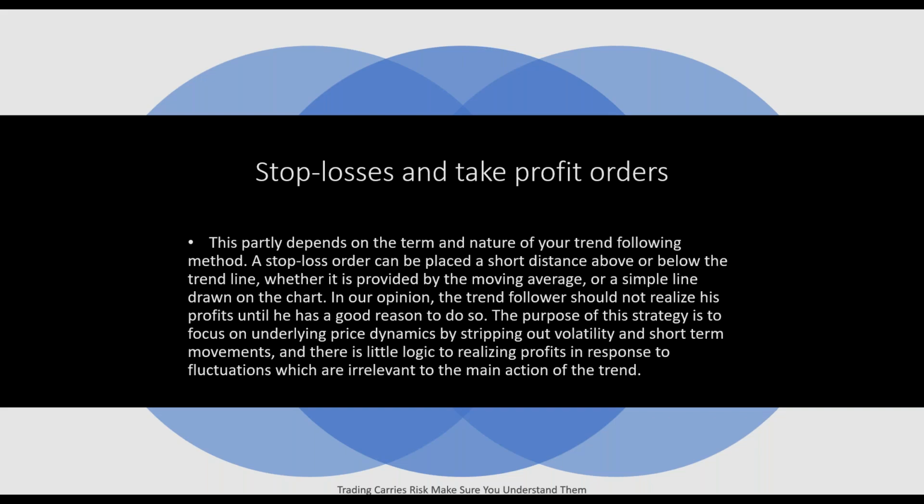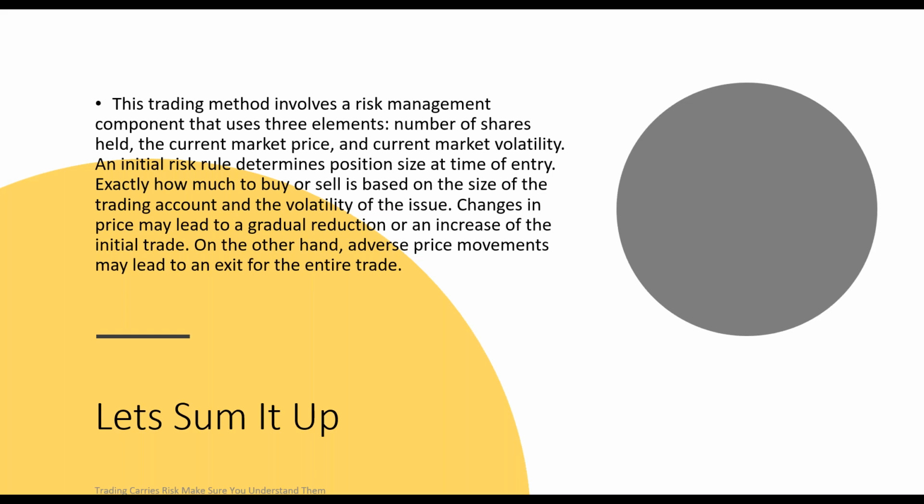And there is little logic to realizing profits in response to fluctuations, which are irrelevant to the main action of the trend. Now, if you have the time to sit and watch, or you understand trailing stop losses, what I do is as my asset moves in my trending direction, I'm continuously moving my stop loss closer. Hopefully to the point where I'm above profit level. So even if the market turns against me, I still end up in profit. But I still have to be aware of possible retracements. I don't necessarily want to get burned out if the asset is simply retracing as part of a movement. But if I've made enough pips, I don't really care.